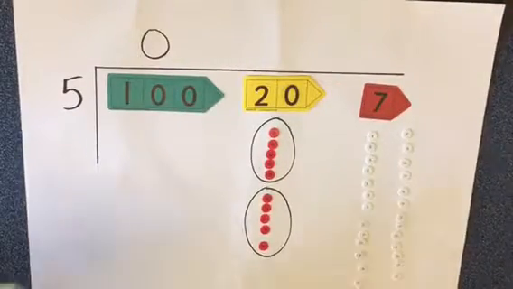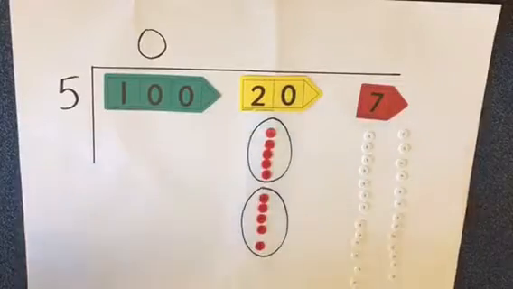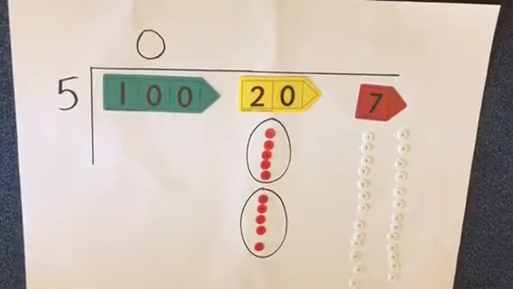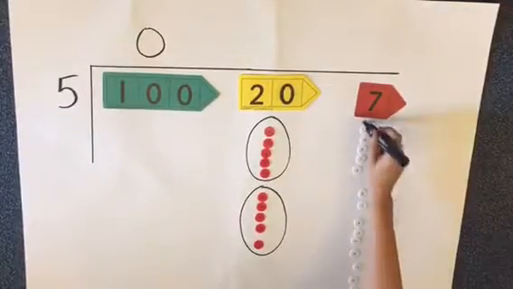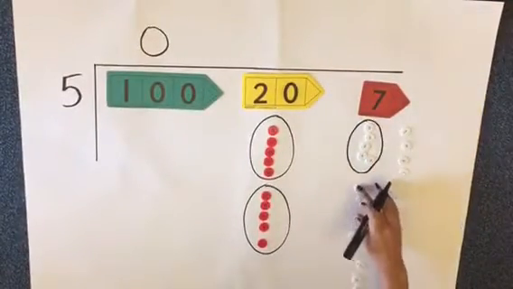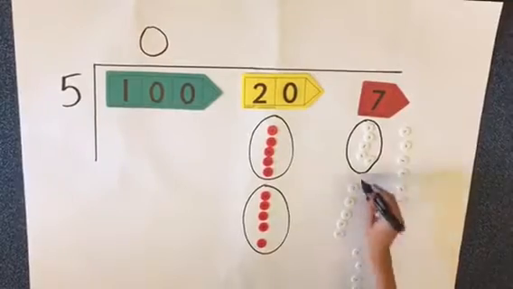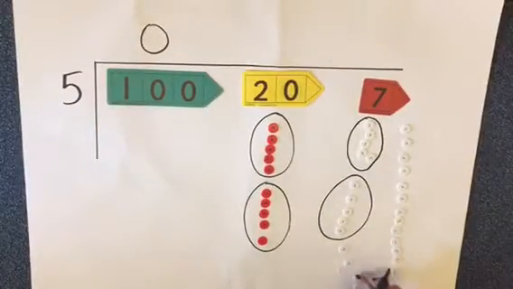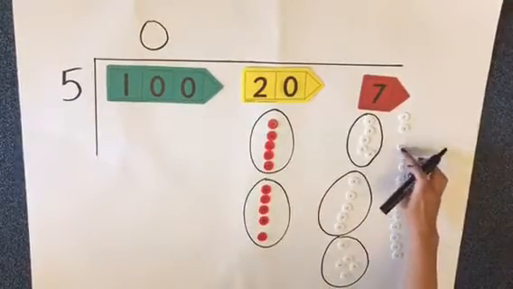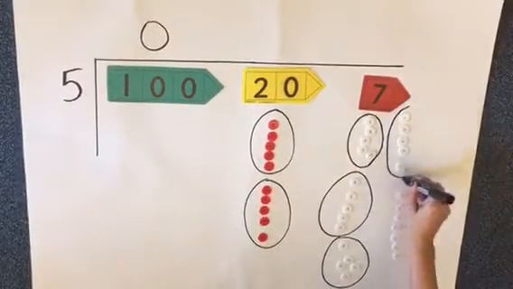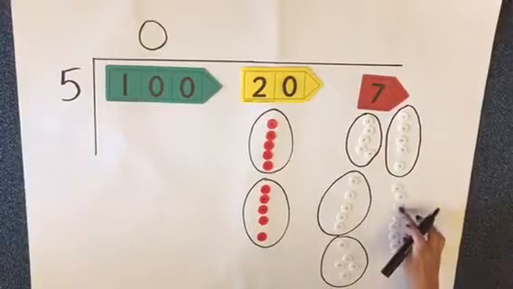I know from my fact box that 5 times 5 is 25, so I know that I can make 5 groups quite easily. So 1, 2, 3, 4, 5. 1, 2, 3, 4, 5.